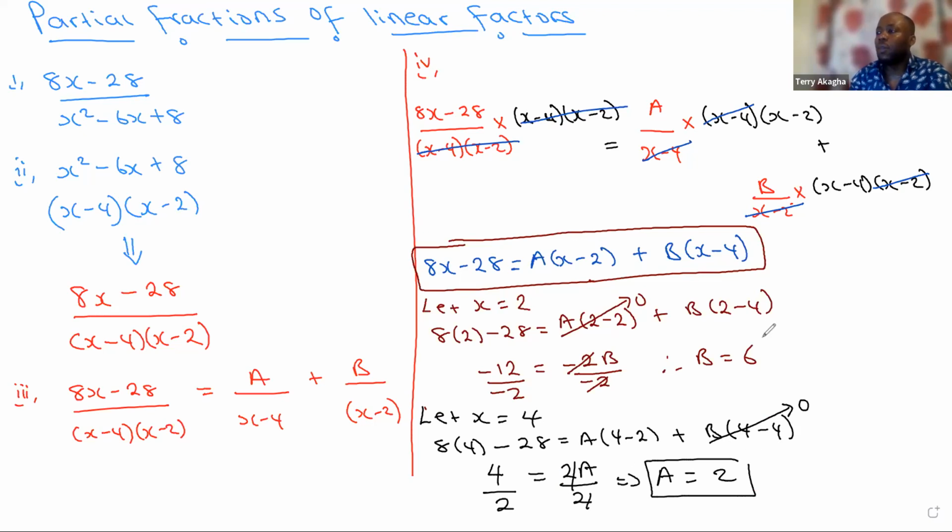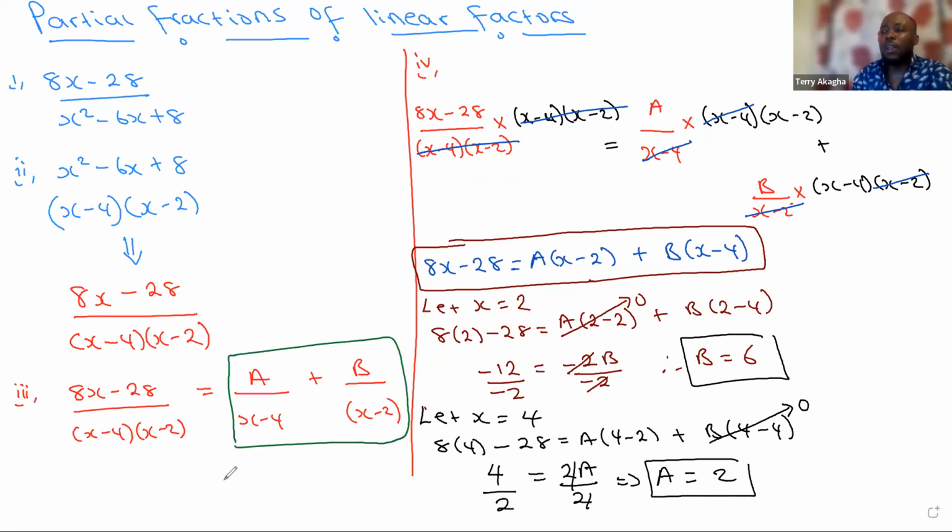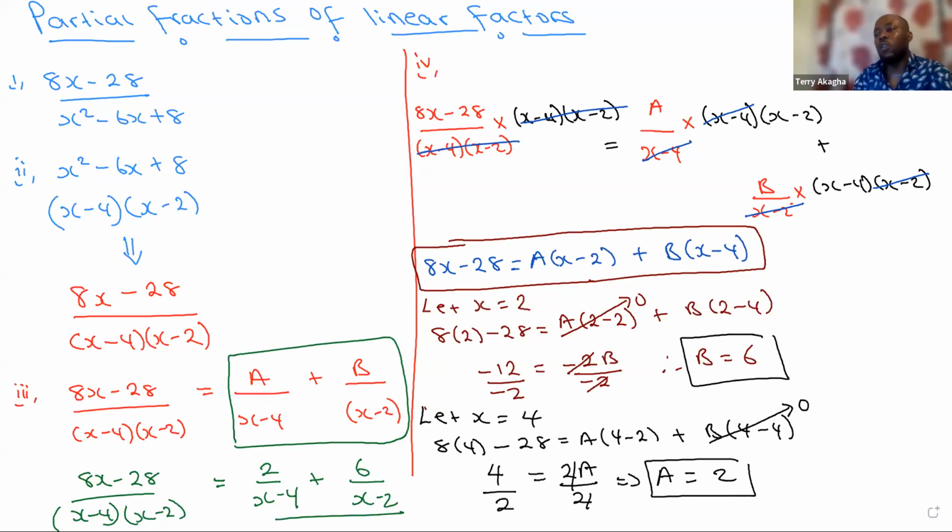So we found out a, and we found out b. Now we can go back to the partial fraction to get our answer. Based on the partial fraction, we can now say the answer is going to be, a is 2, so 2 over x minus 4, plus b is 6 over x minus 2. So this is the partial fraction for 8x minus 28 over x minus 4 and x minus 2. And this is the answer you're looking for.